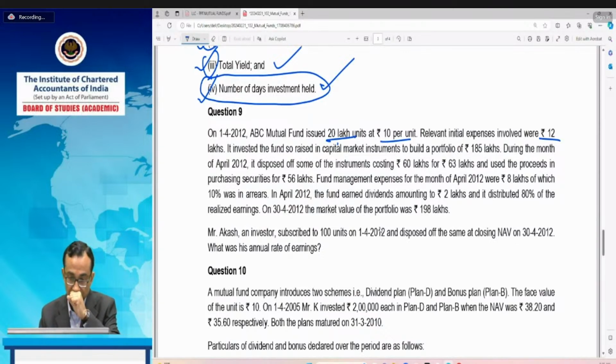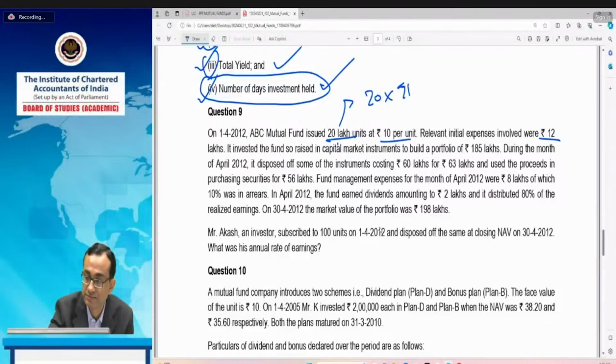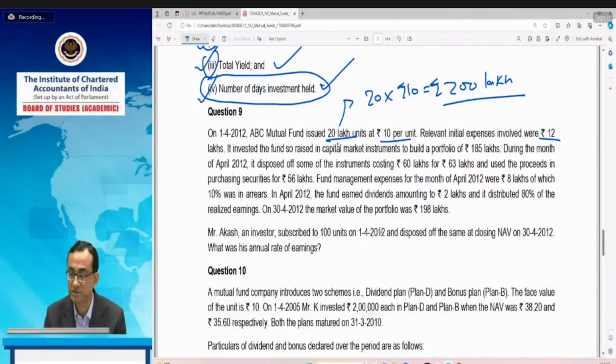And the total amount it raised is 20 lakh units into rupees 10, which comes to rupees 200 lakh. Okay. Now 200 lakh is invested in total. Out of that, 12 lakh are initial expenses, and it has also invested an amount in building a portfolio, which is 1 lakh 85,000. So there will be certain cash, because out of 200 lakh which it raised, there were 12 lakh initial expenses and 185 lakh it invested.